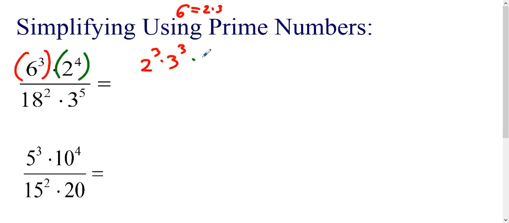Then we got the 2 to the 4th. That's already a prime number. We don't need to touch it. 18 is not a prime number. 18 is 2 times 9, and we know that 9 is 3 times 3. That's what 18 is.